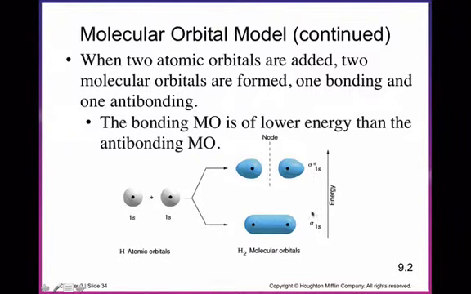And then how they denote that is this is called sigma 1s, and we know that the sigma bonds exist between the nuclei of the two atoms. And then we have sigma star, and anytime you see that star there, it tells you it's the antibonding orbital. So from the 1s orbitals combining together, you get two molecular orbitals. You get the bonding and the antibonding.